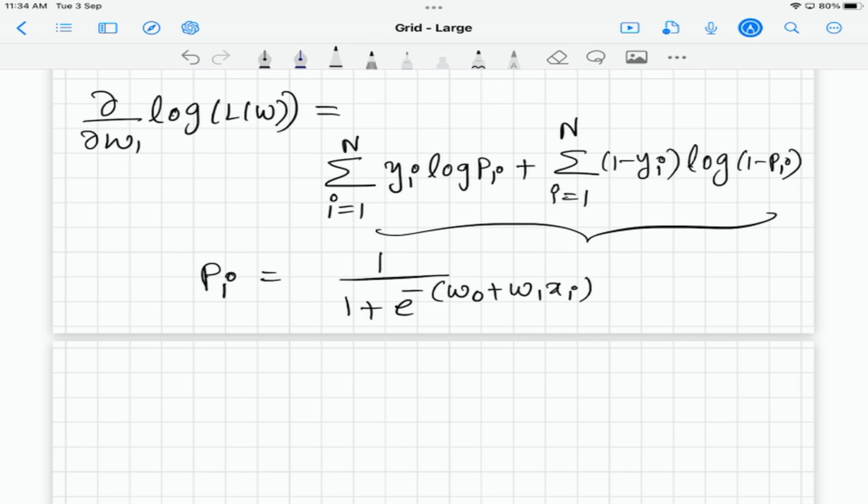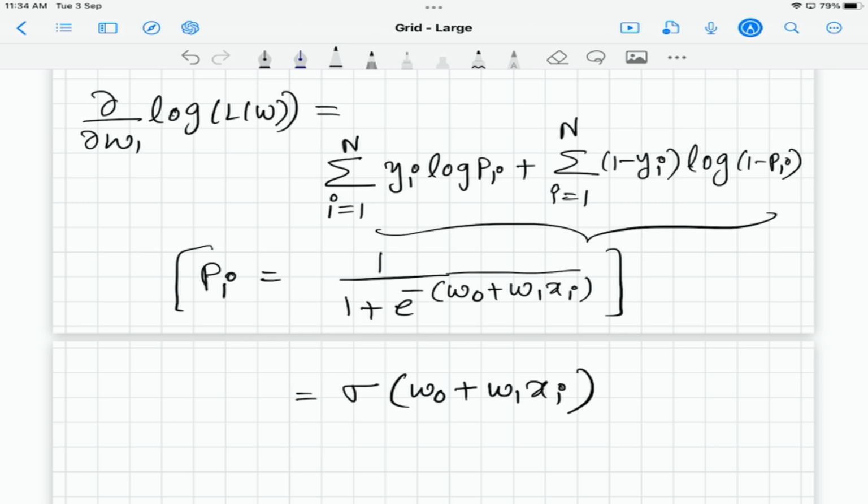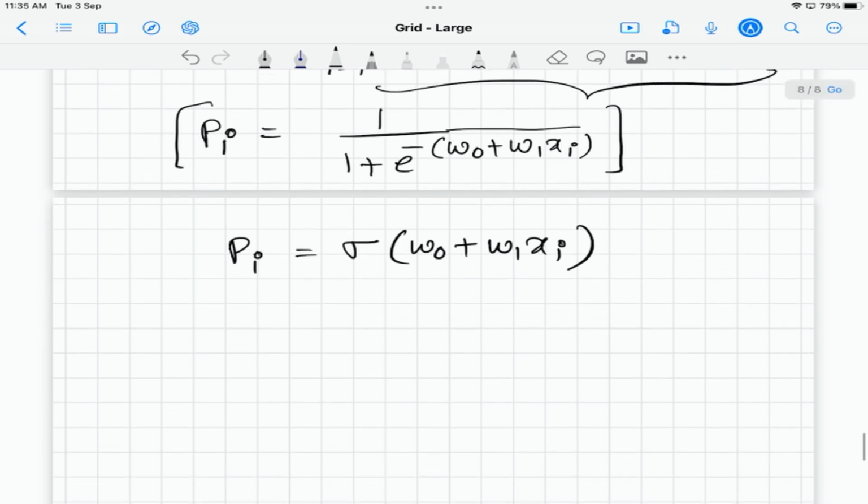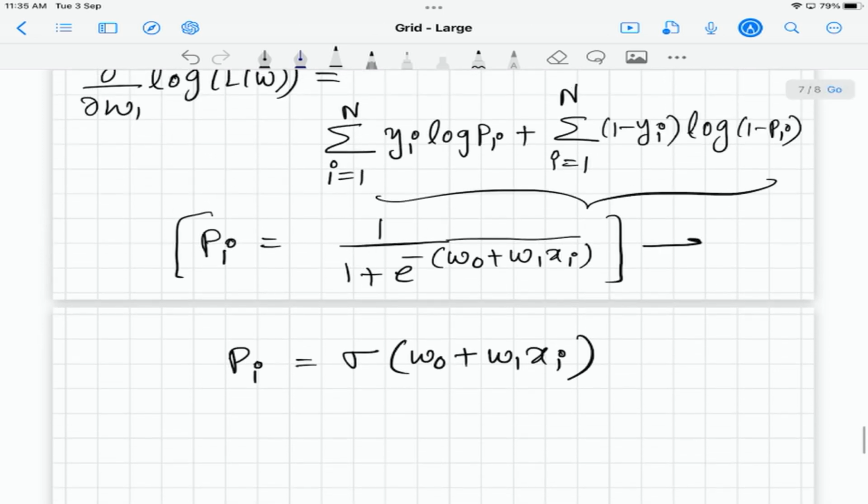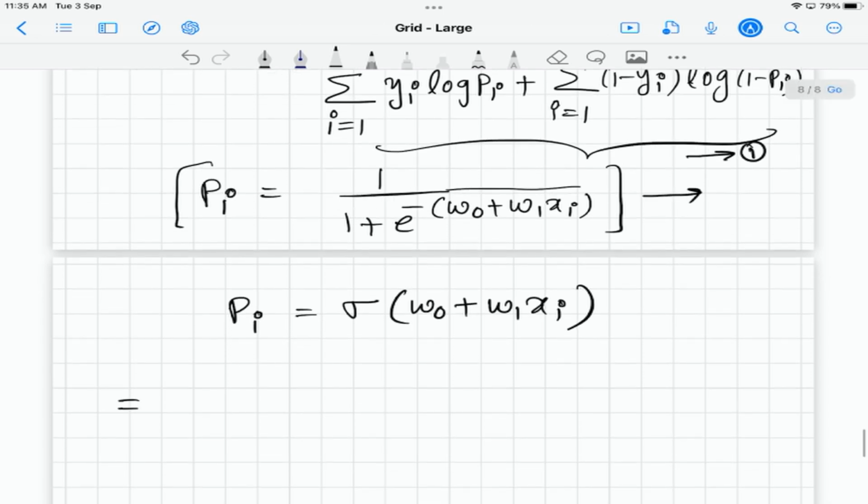You are getting the output from the linear model and then applying the sigmoid on top of this. So this is nothing but the sigmoid of w0 plus w1 into xi. Output of the linear model, sending it to the sigmoid. That's it. So this is the output of my logistic regression. Can you substitute this expression in equation 1 and expand?